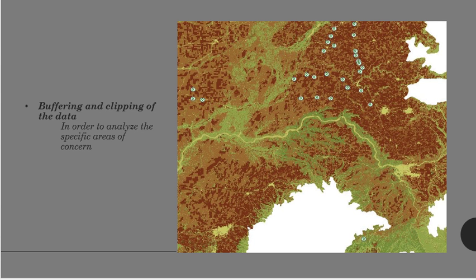After the addition of the CCN, I used a buffering clip tool in ArcGIS to locate specific areas of concern. Those are the blue oval-shaped areas, and on top of them you can see the dots, which represent the CCN locations.